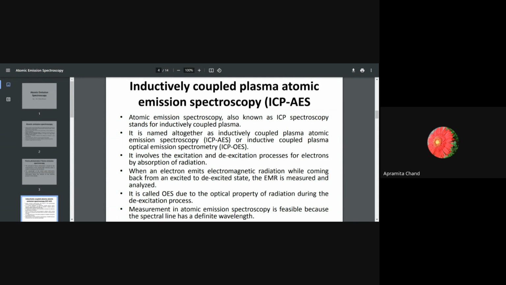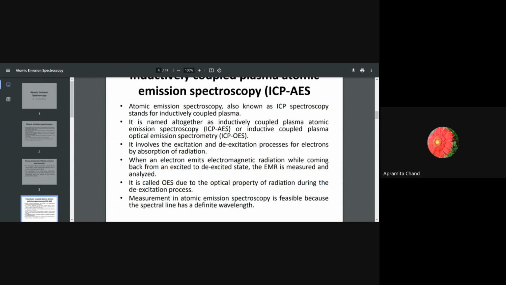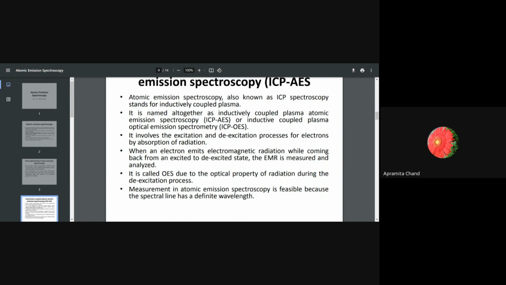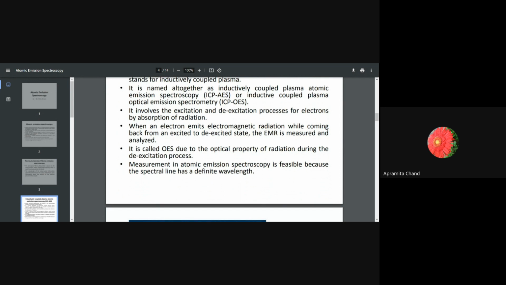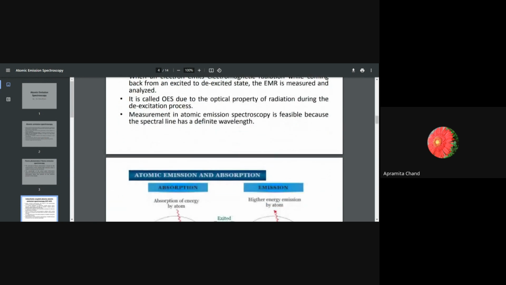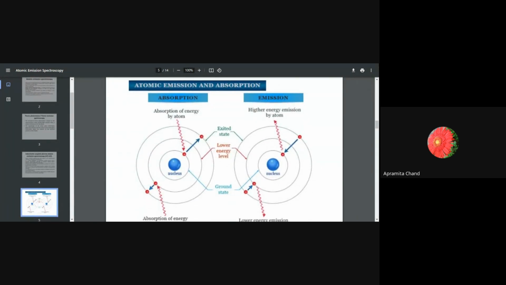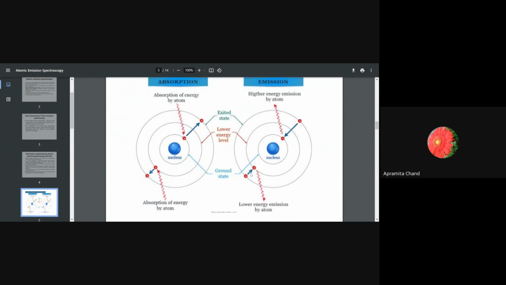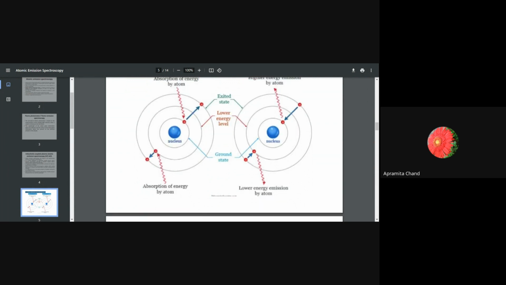It involves the excitation and de-excitation processes for electrons by absorption of radiation. When the electron emits electromagnetic radiation while coming back from an excited to a de-excited state, the radiation is measured and analyzed, and it is called OES because of the optical property of the radiation during the de-excitation process. Because the spectral line has a definite wavelength, AES spectroscopy is feasible. So this is what is happening, the absorption and the emission. Whenever it is coming back from the excited state, the emission is then recorded.